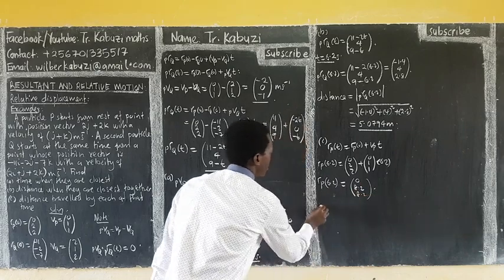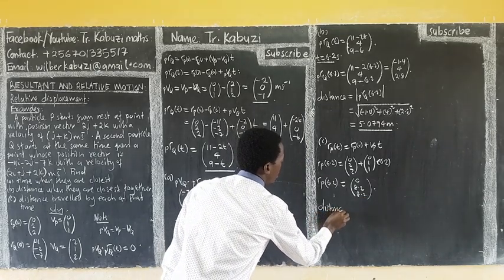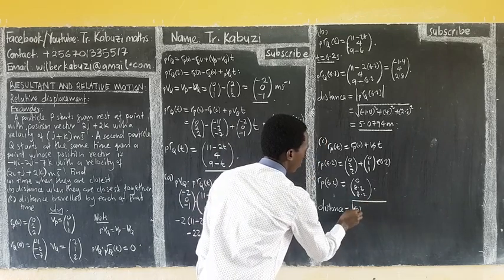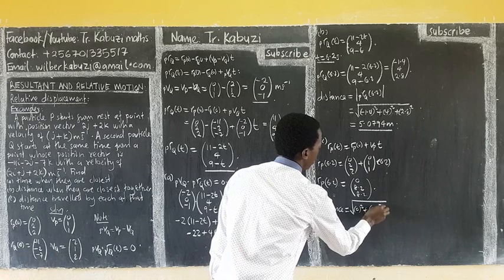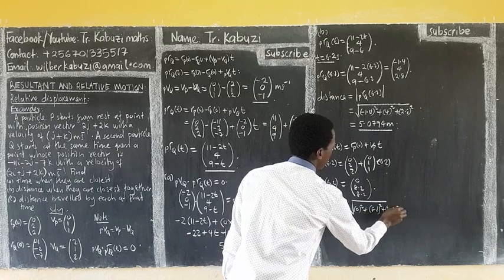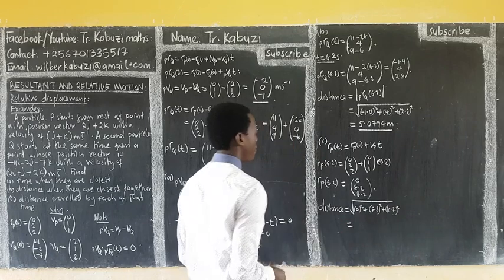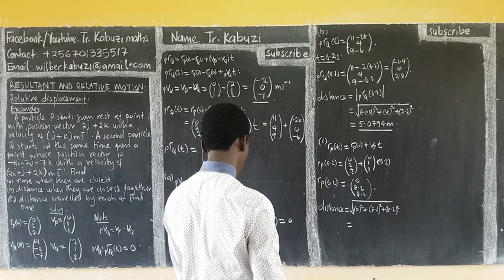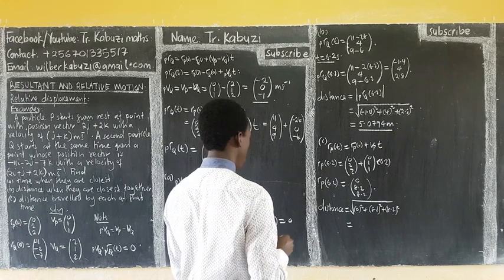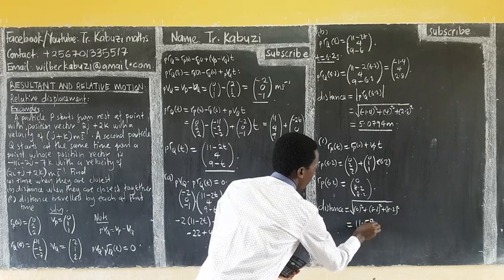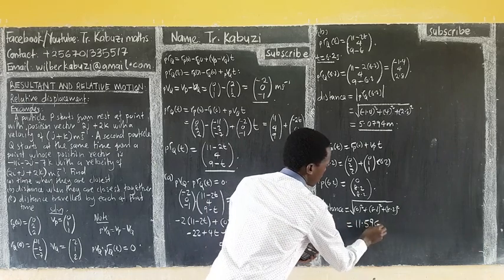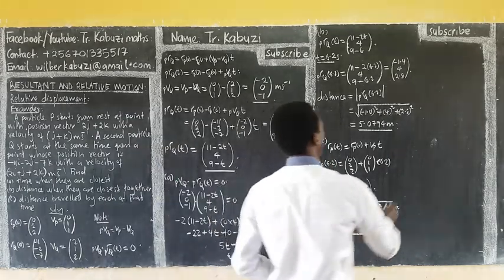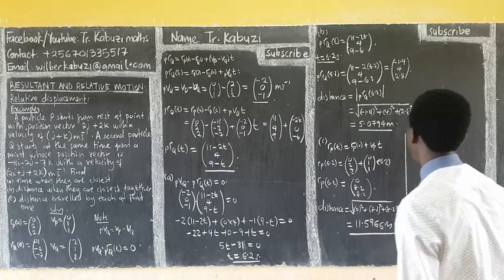So now our distance, we said distance is the magnitude of this. So 0 squared plus 8.2 squared plus 8.2 squared, and this will give us 11.5966 meters. So that's the distance P had traveled to the time of closest approach.